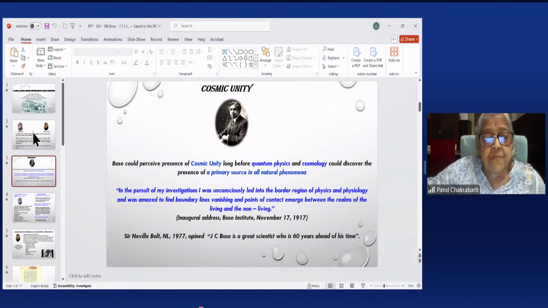J.C. Bose could perceive the presence of cosmic unity long before quantum physics and cosmology could discover the presence of a primary source in all natural phenomena, in all natural manifestation. Bose said, I quote, "In the pursuit of my investigation, I was unconsciously led into the border region of physics and physiology and was amazed to find boundary lines vanishing and points of contact emerge between the realms of living and non-living," unquote. This was his inaugural address when Bose Institute was founded and opened on 17 November 1917. Sir Nevill Mott, Nobel laureate in physics in 1977, opined that, I quote, J.C. Bose is a great scientist who is 60 years ahead of his time.